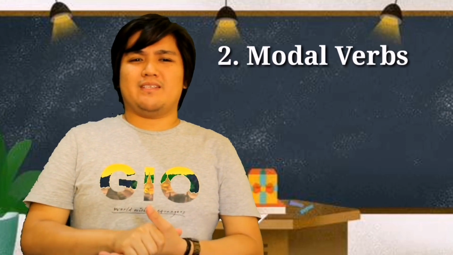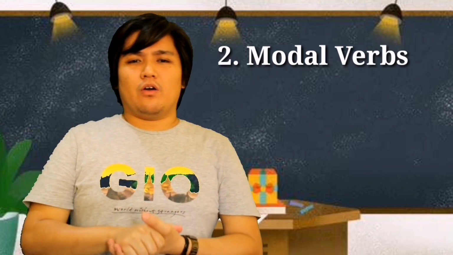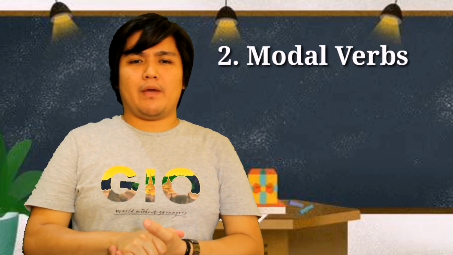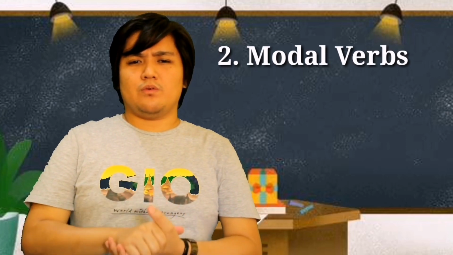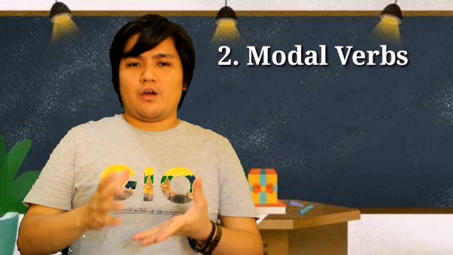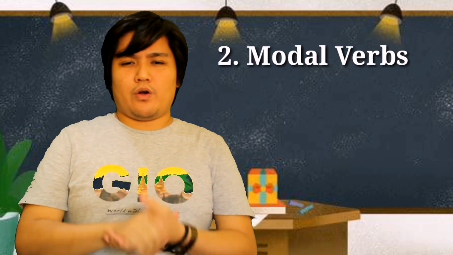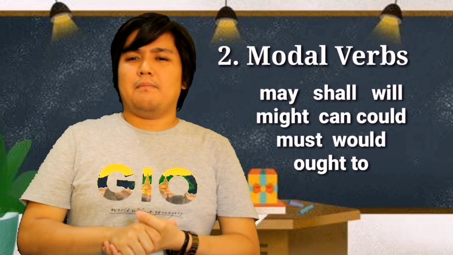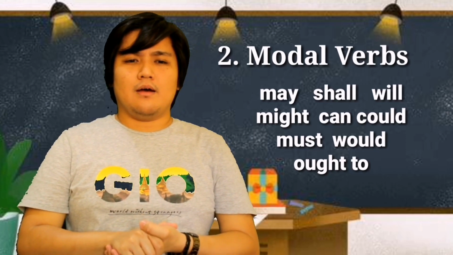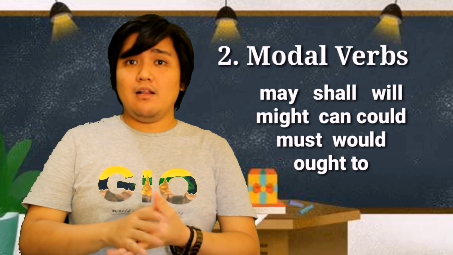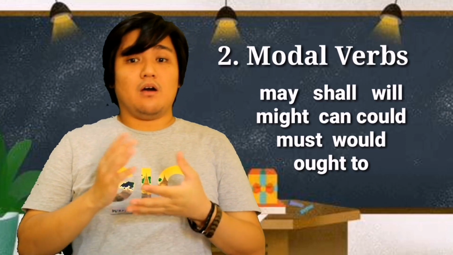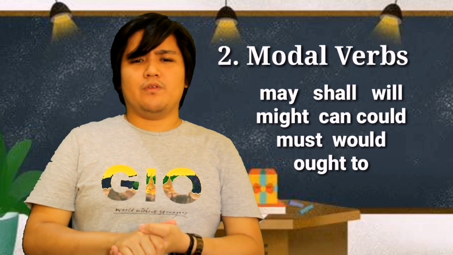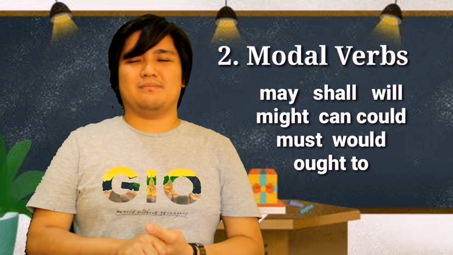Number 2, modal verbs. The use of words that express modality or how likely something is going to happen helps adjust the level of certainty of events to suit arguments. When carefully chosen, these words may, might, will, must, shall, can, could, would, ought to help improve the quality of persuasive writing.